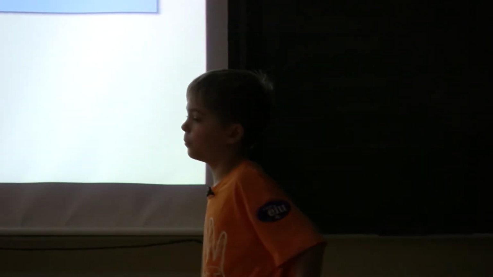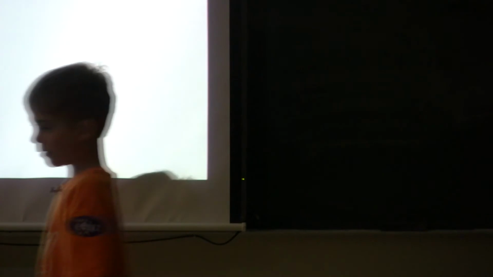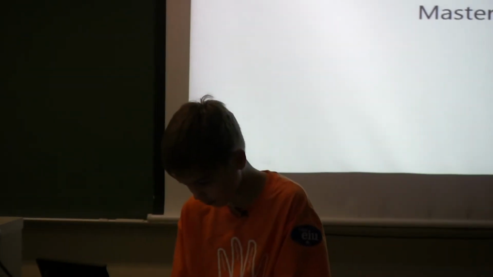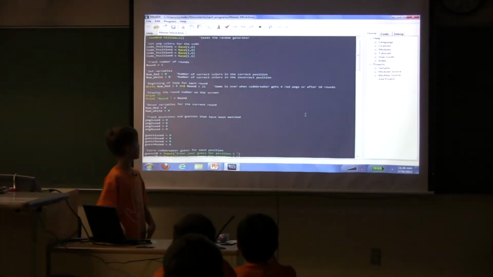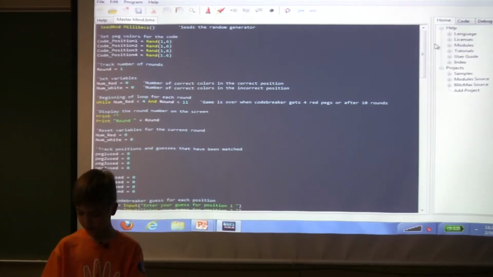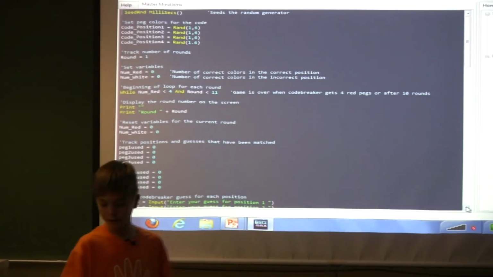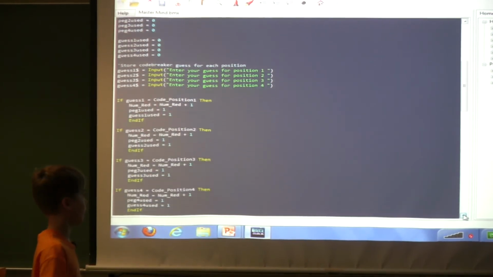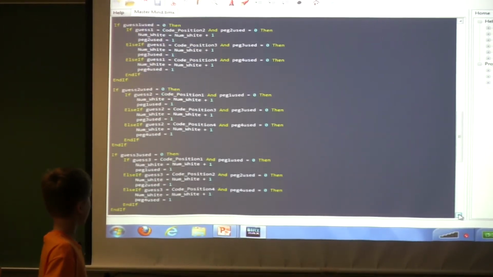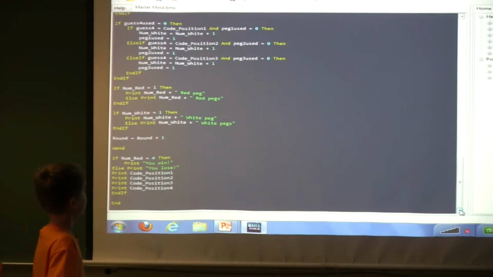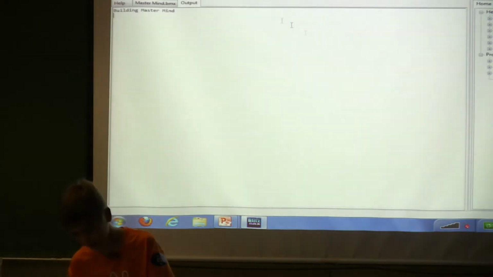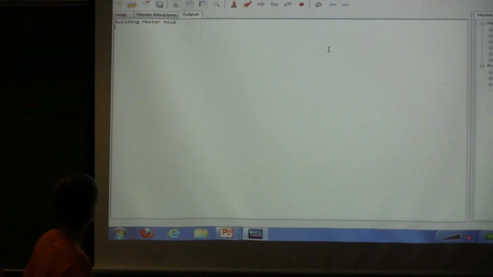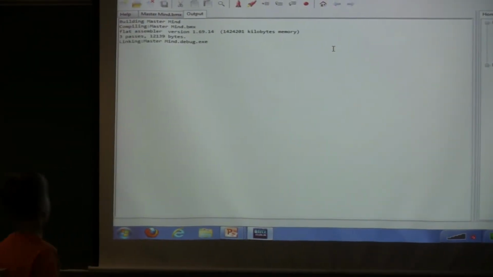Next we're going to play Mastermind. But this takes a couple seconds. See, I couldn't fit the entire code on because that would be pages and pages long. So we couldn't fit it all on. So now this is the game. It's choosing the code right now.